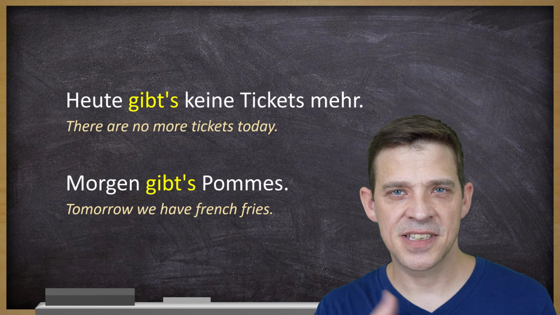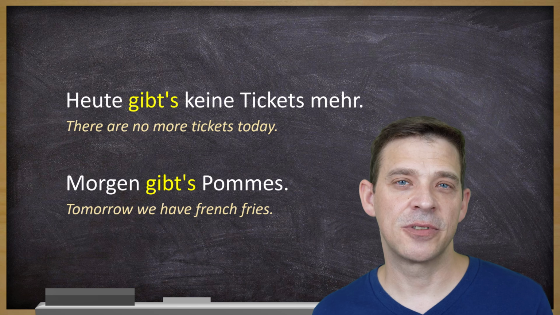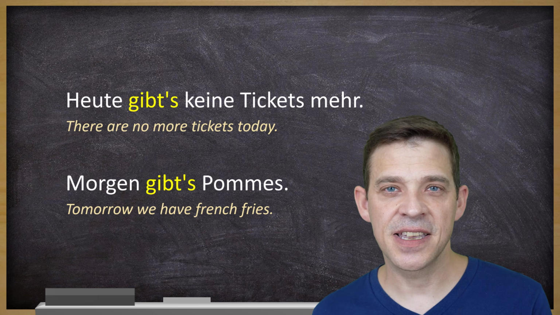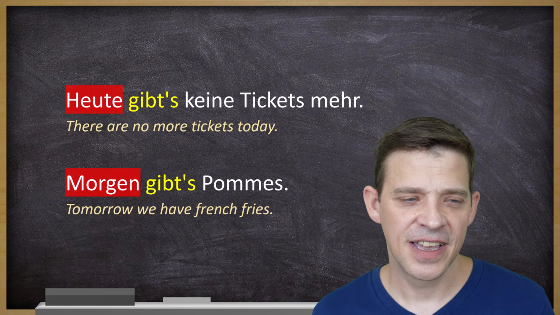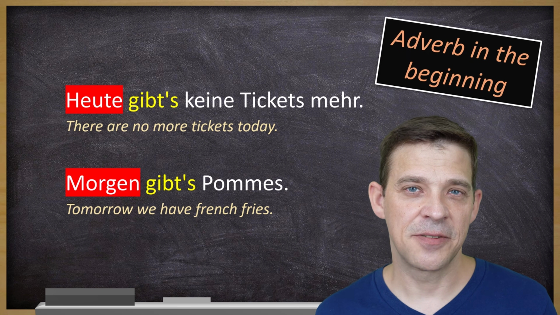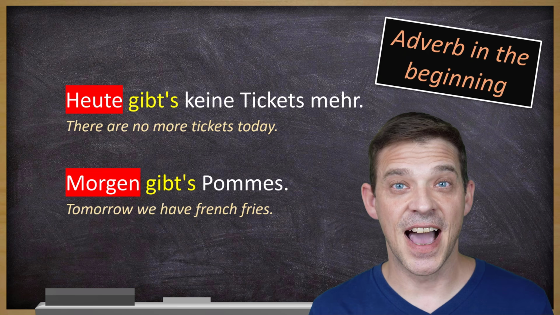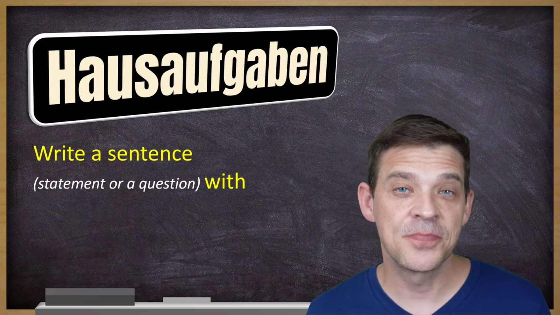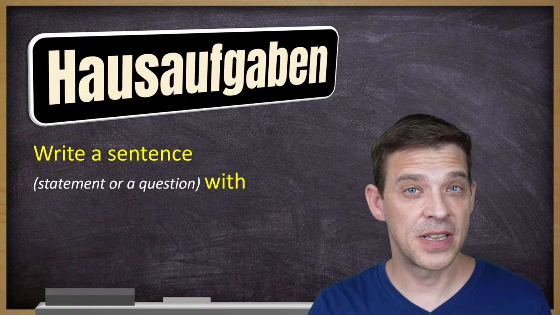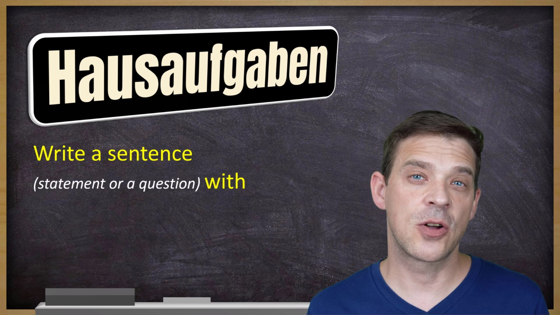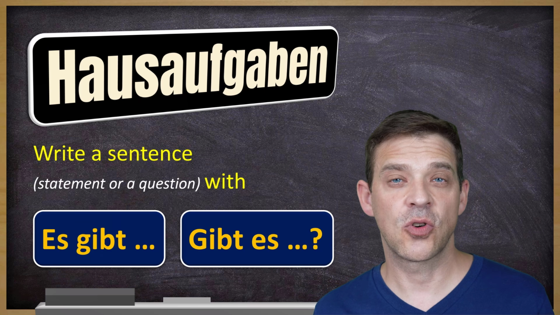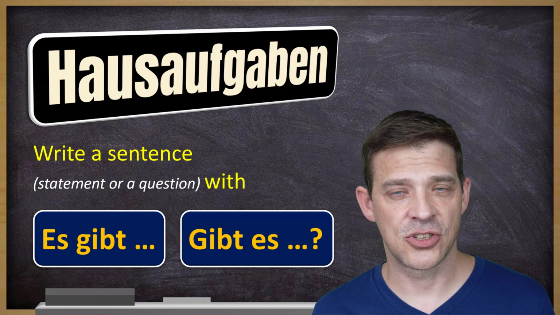And why is this the exception? Because it's only possible to use this gibt's instead of gibt es if you have an adverb in the beginning of the sentence. And you have Hausaufgaben. Write a sentence down in the comments. Can be either a statement or a question with es gibt or gibt es as a question.